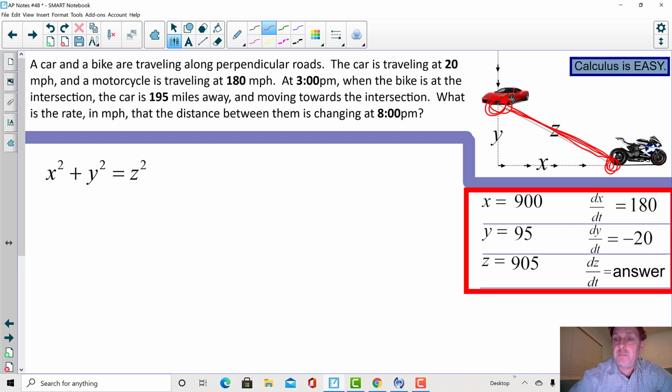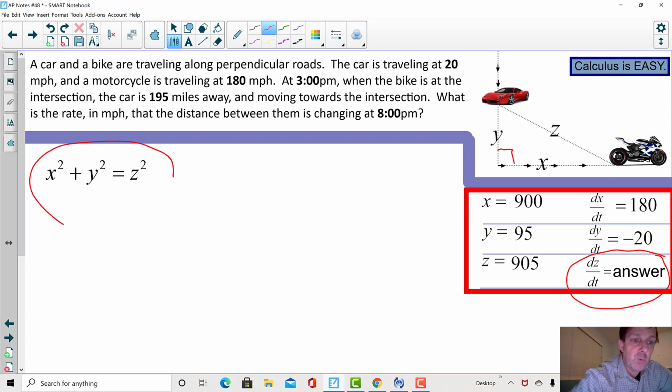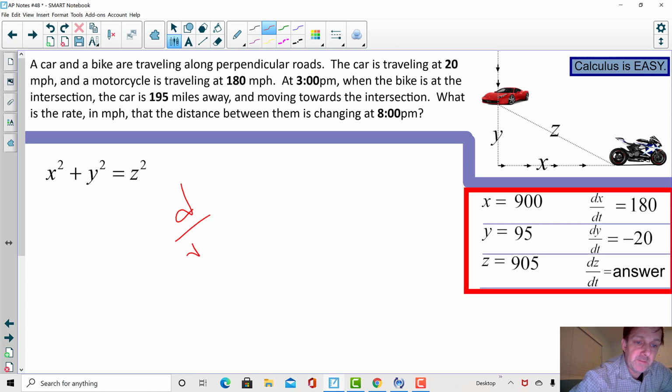So z is the distance between them. The rate that the distance between them changes is going to be z prime. So what we're looking for is z prime. That's going to be our final answer, z prime. Now, because we do have a right triangle here, we can create the equation x squared plus y squared is equal to z squared. We know we're looking for z prime, so we can do the derivative. Now, for all of these problems, we're going to do the derivative with respect to time.